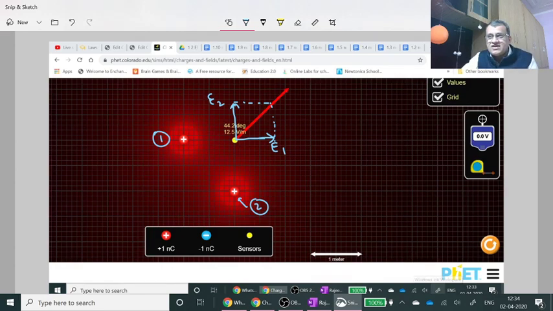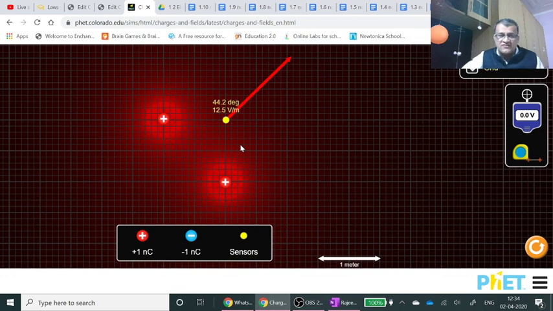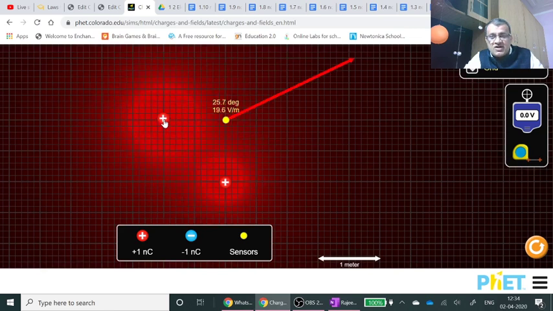Also, we have done a few variations of this question. Say, for example, if instead of 1 nanocoulomb we place 2 nanocoulomb, then what happens? And we have even found out, roughly, what this angle will be. This 25.7 degrees which it is showing from here, what will this angle be in that case?